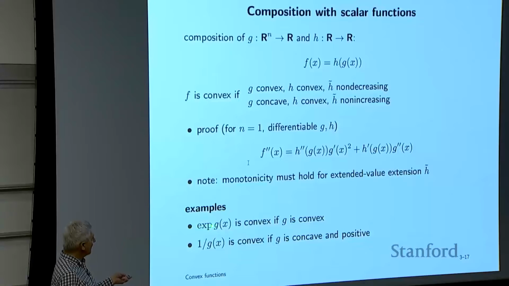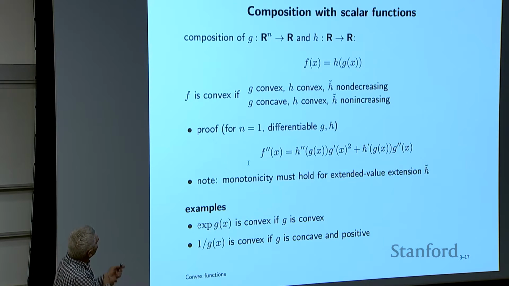Most famous example: if g is convex, then exp(g(x)) is convex. Okay? So e to the x squared is convex. Period. Why? Because exp is convex and increasing. And what this says is that a convex increasing function of a convex function is convex.